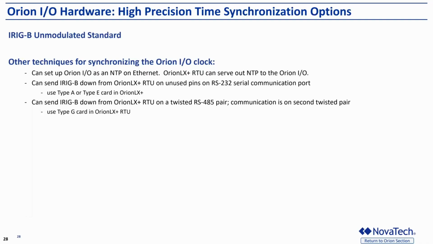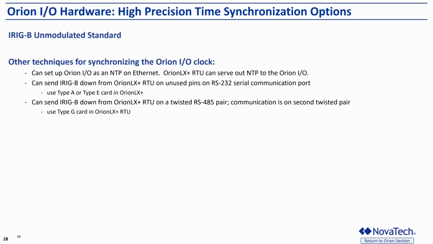Next, I wanted to touch on the IRIG-B capabilities of the Orion I/O. The Orion I/O could accept unmodulated IRIG-B signal. Some techniques of synchronizing the time clock on the Orion I/O, if you're doing Ethernet, you could use NTP, network time protocol. The Orion LX Plus RTU or the Orion RTU can serve out NTP time to the Orion I/Os if that's the way you want to run it.